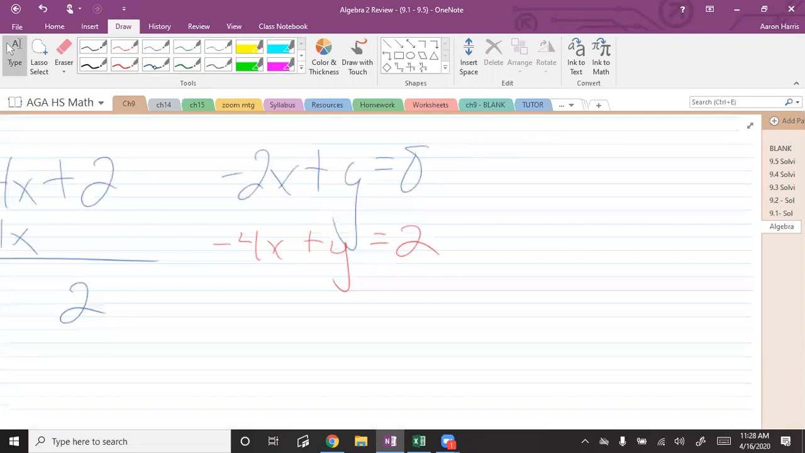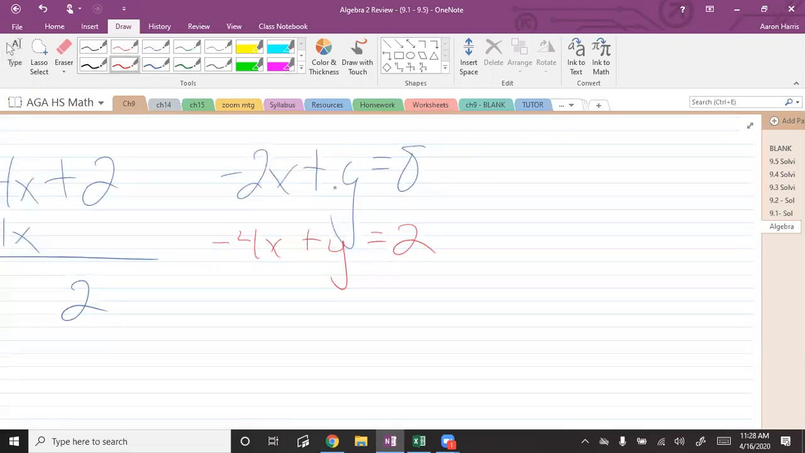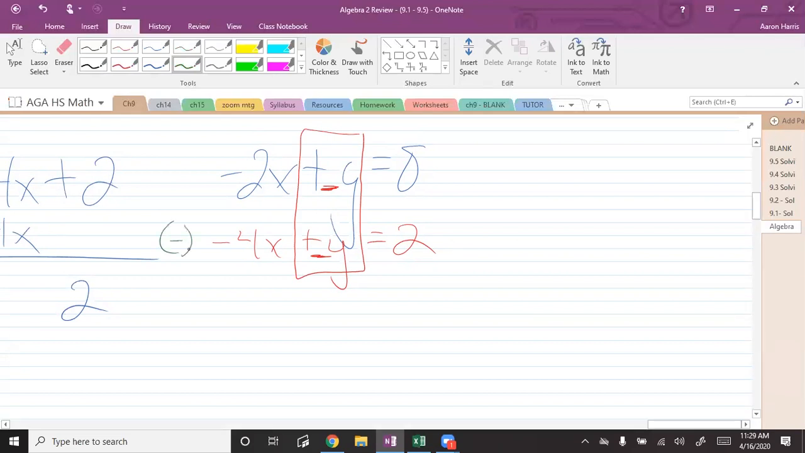Isn't it the two that are the same, which is the y and the y? Yes. This is a coefficient of 1. This is a coefficient of 1. Now, are they additive inverses or are they exactly the same? Exactly the same. So I'm going to cancel this out, but am I going to add or subtract? Subtract. Because they're exactly the same, I need to subtract.